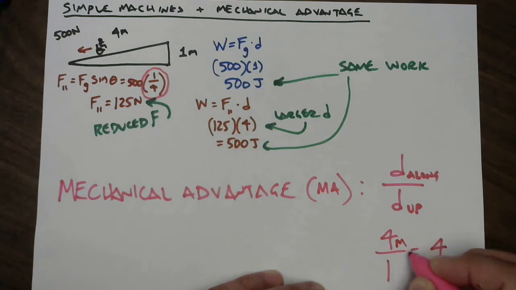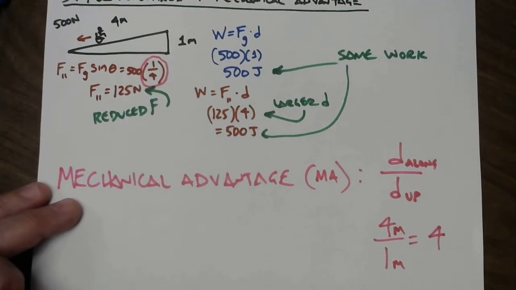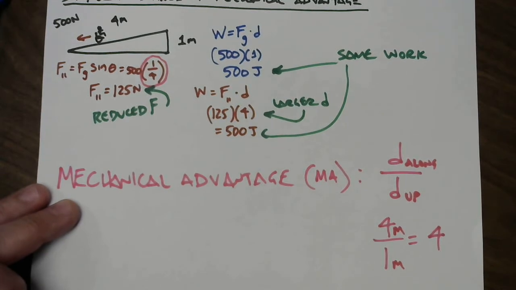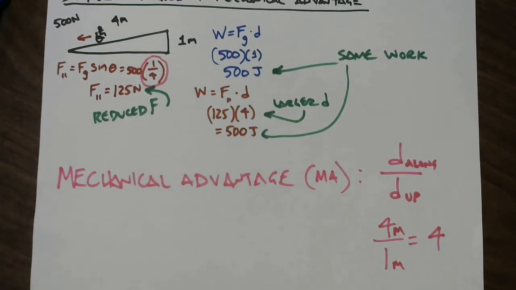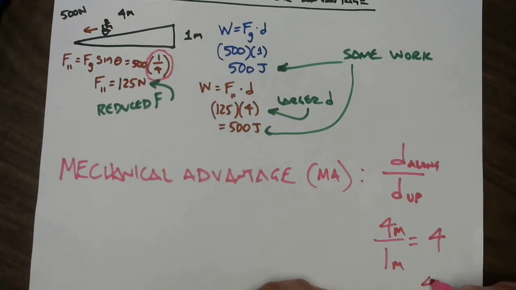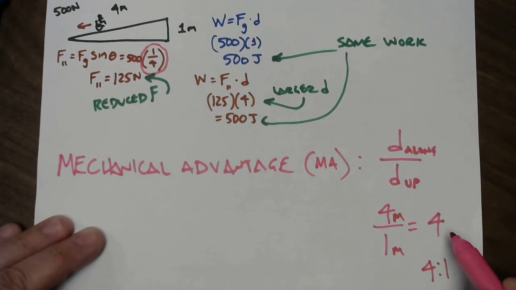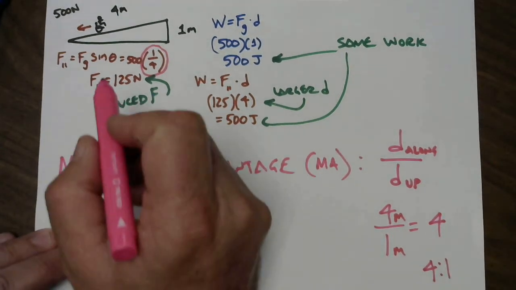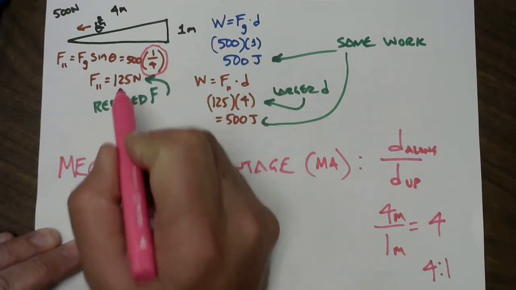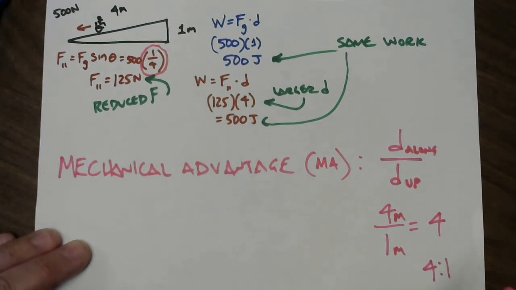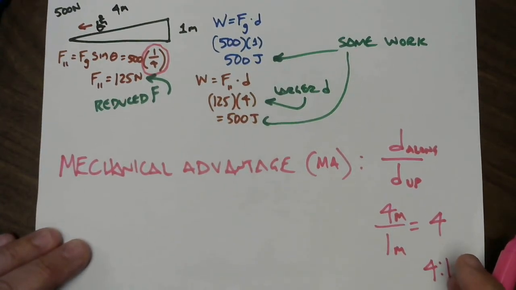Now notice this is 4 meters and 1 meter, and then the answer here is just 4 with no units whatsoever. It's meters divided by meters, or nothing. It's a ratio. In fact, older people would say this is a 4-to-1 machine. But in modern usage, you just say mechanical advantage of 4. So what you do is you take your weight and you divide by the mechanical advantage to find out what your force is. And that's how you handle simple machines.